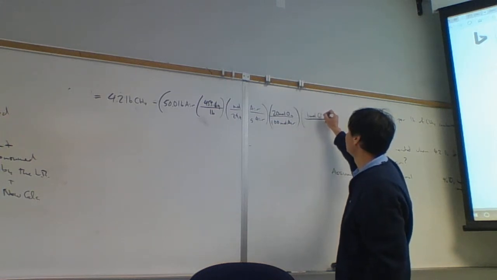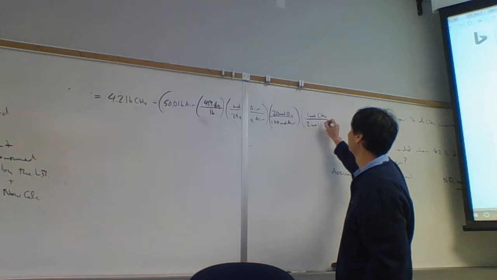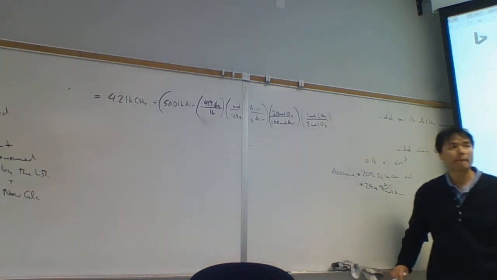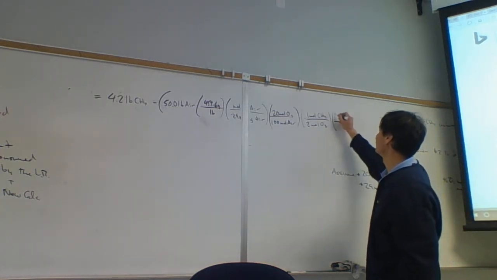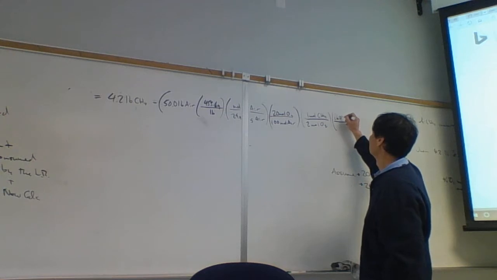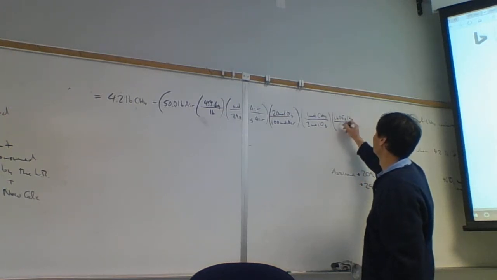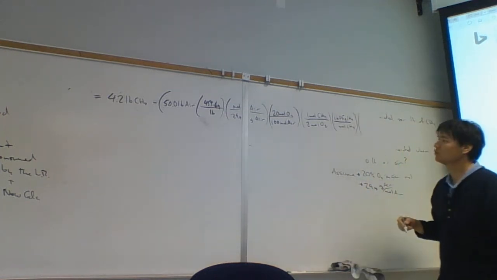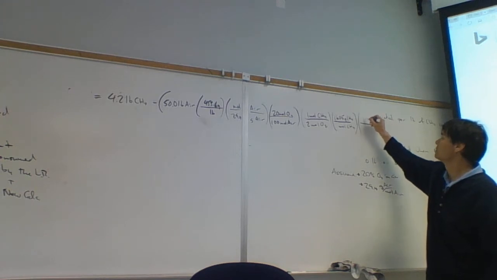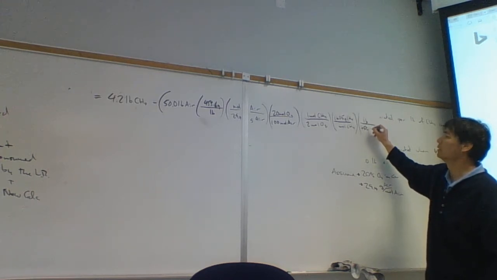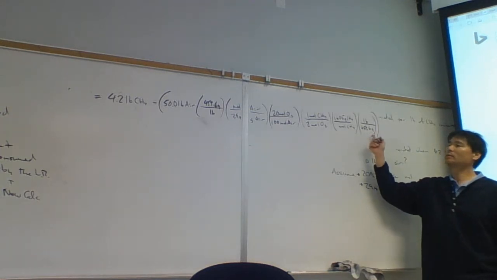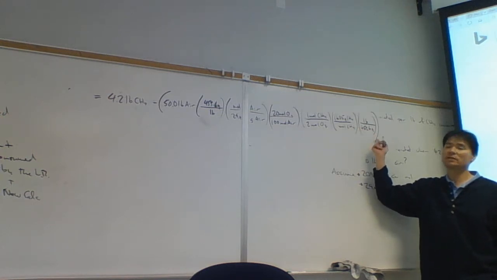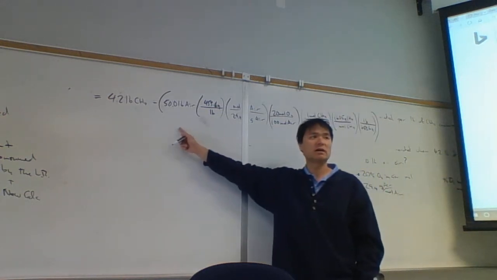All right, so 1 mole of CH4 for every 2 moles of O2. Is that correct? And once we get to moles of CH4, then we can go to grams of CH4, 16.05 grams of CH4 per mole of CH4. And then from grams of CH4, we could go to pounds of CH4, 1 pound over 453.6 grams. Okay, and then what we end up with here is pounds of CH4. That's the pounds of CH4 that was consumed by 50 pounds of air.